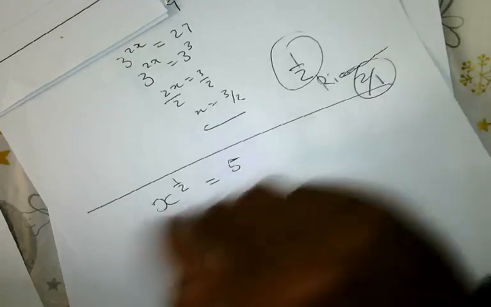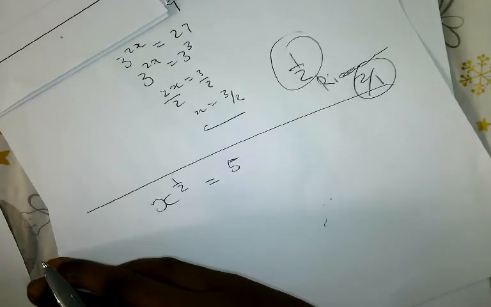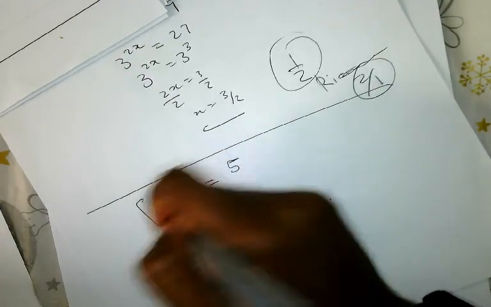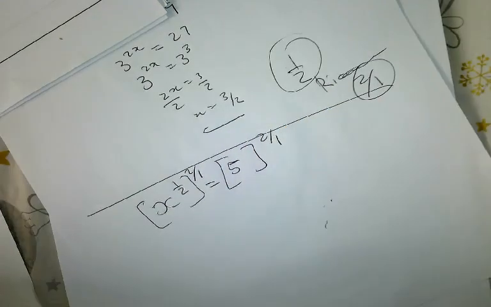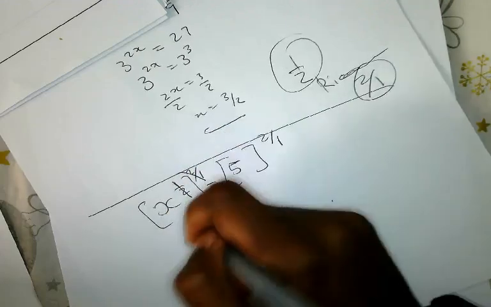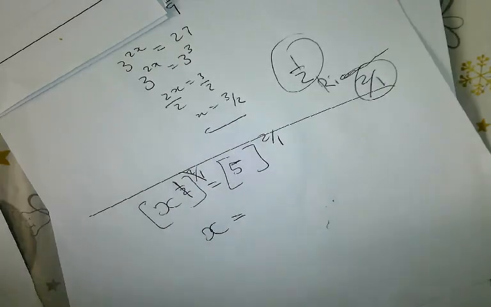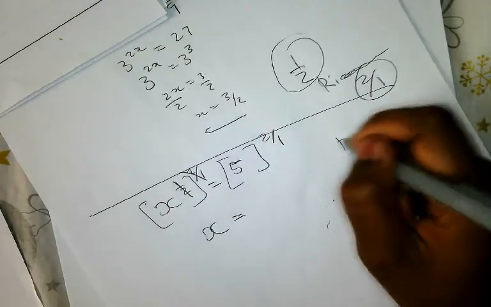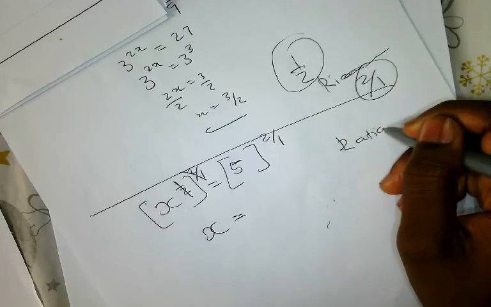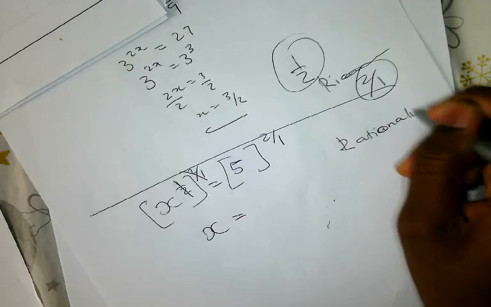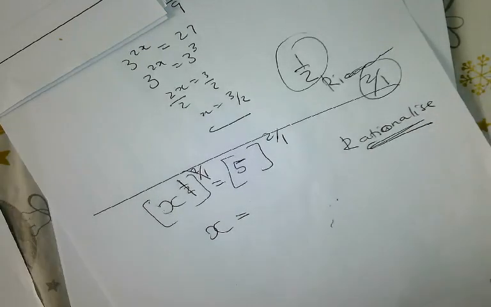So the idea of rationalizing, we call it rationalizing. To rationalize is to get x to have an exponent 1. The only way that we can have an exponent 1 is if we multiply by the reciprocal of this one, so that this 2 gives us 1.